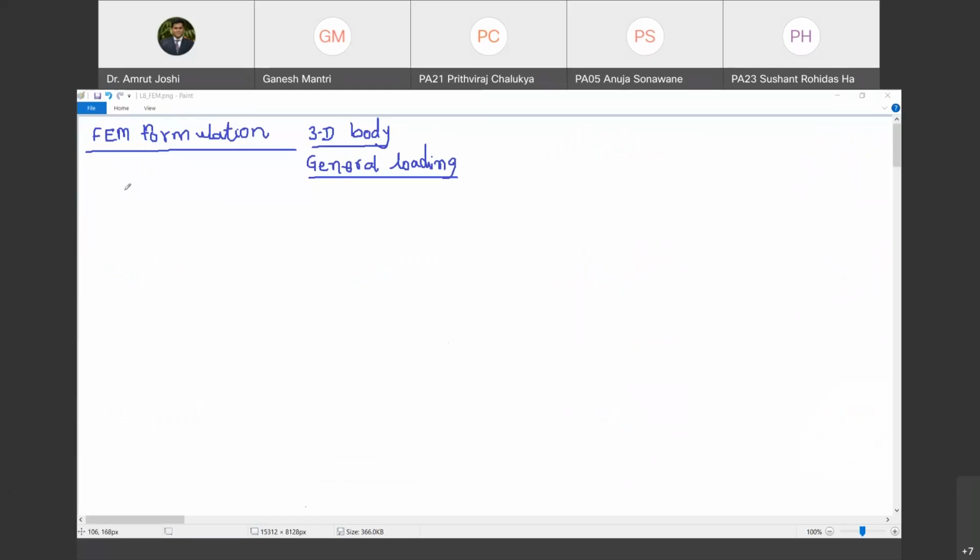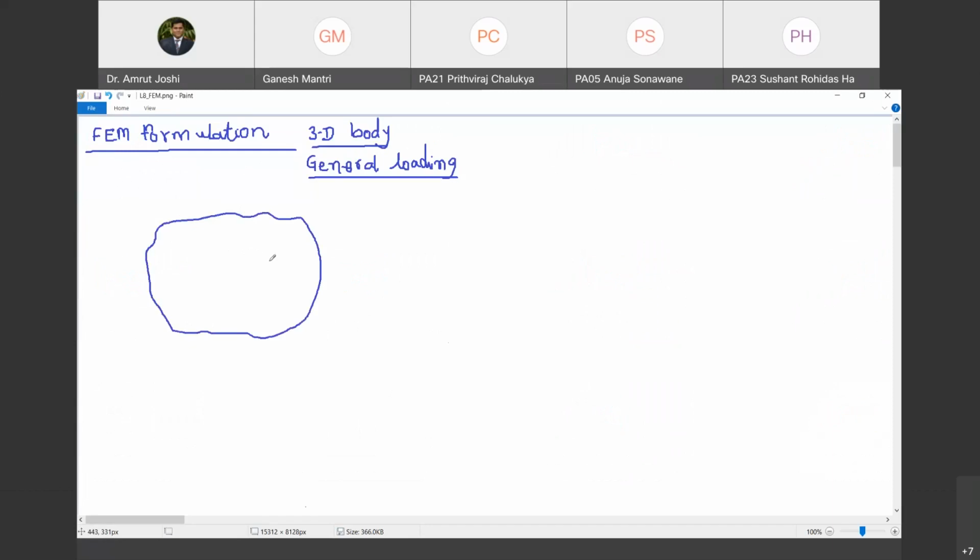So in today's class, we are going to start with FEM formulation of a 3D body for general loading. So let us consider a body of arbitrary shape and size. We are not very much interested in what is the exact shape and size of the body. It can be anything. It can be a bus, it can be a building, it can be a slab, it can be a photo frame, it can be a laptop screen, anything. So therefore, we are showing this body by an arbitrary shape.